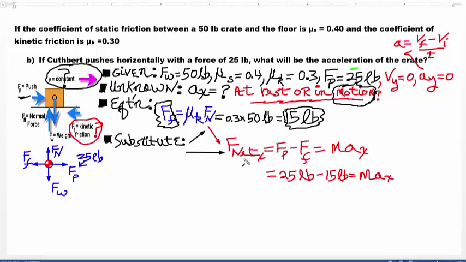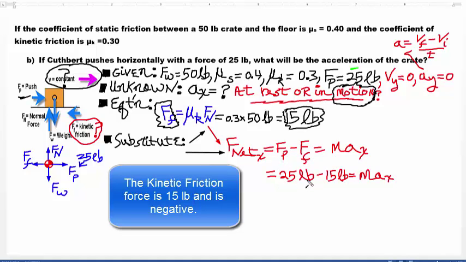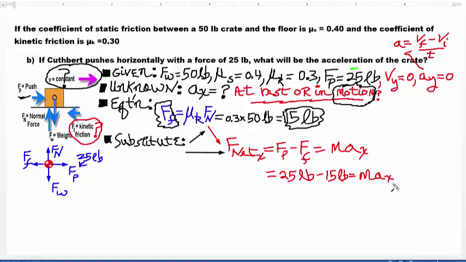We now substitute into the second law along the x-axis, or F net of x. We go to the free body diagram to see what the net force along the x-axis is. That's the pushing force, positive, minus the frictional force, negative. So we write F sub P minus F sub F is mass times A sub x. We substitute in. Pushing force is 25 pounds, and friction we have established is 15 pounds. That's the mass times the acceleration along the x-axis.